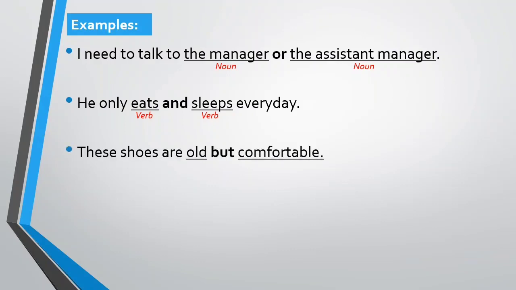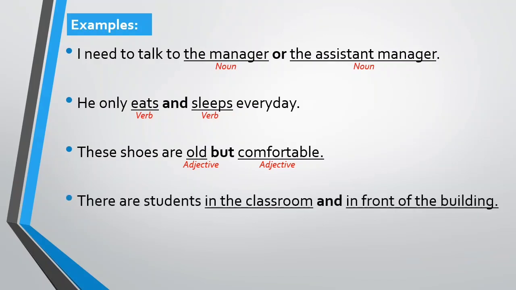The next example, these shoes are old but comfortable. In this sentence, the two adjectives old and comfortable are joined by a coordinate conjunction but. The next sentence, there are students in the classroom and in front of the building.